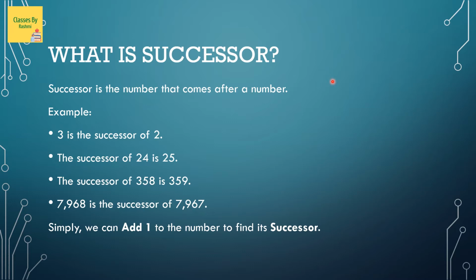So 2 plus 1 is 3. 3 is the successor of 2. 14 plus 1 is 15, and it is the successor of 14. I hope you get the idea of finding a successor.